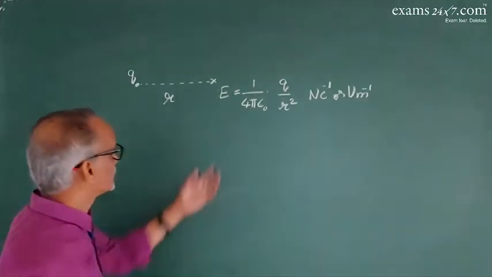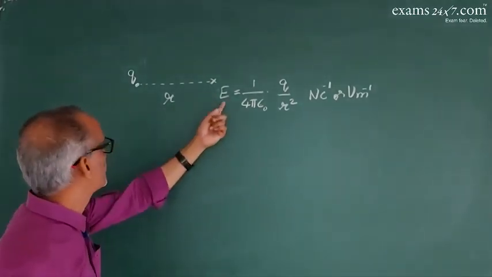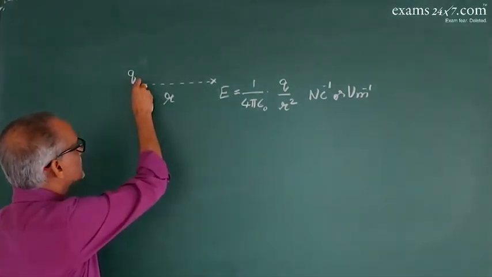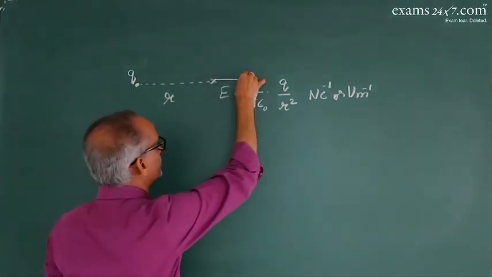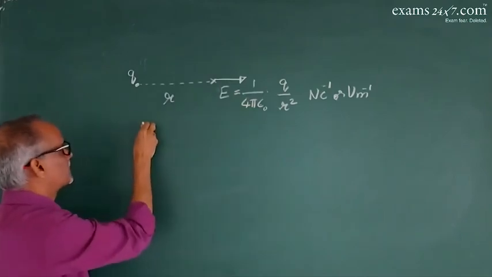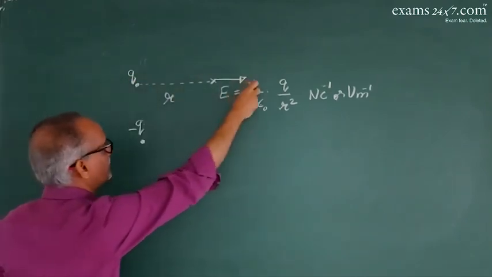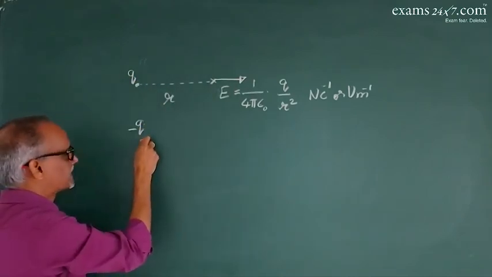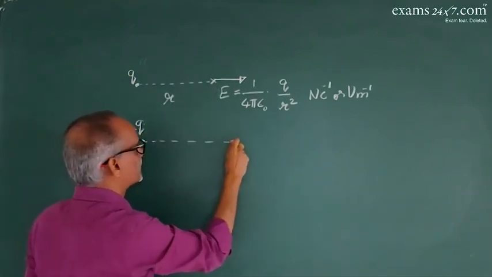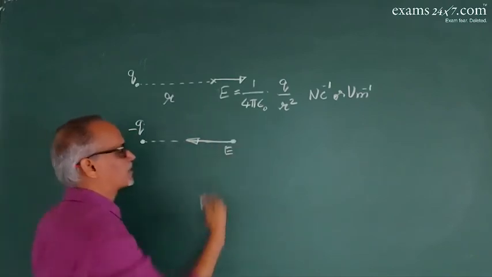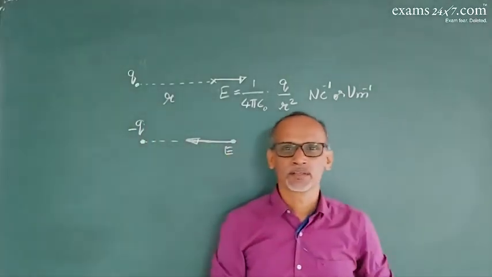And E is a vector. The direction of this vector depends on the nature of the charge. If the charge is positive, the direction of the field is away from it. And if the charge is negative, then the field at that particular point is towards that charge. The magnitude of the field remains the same in both cases.